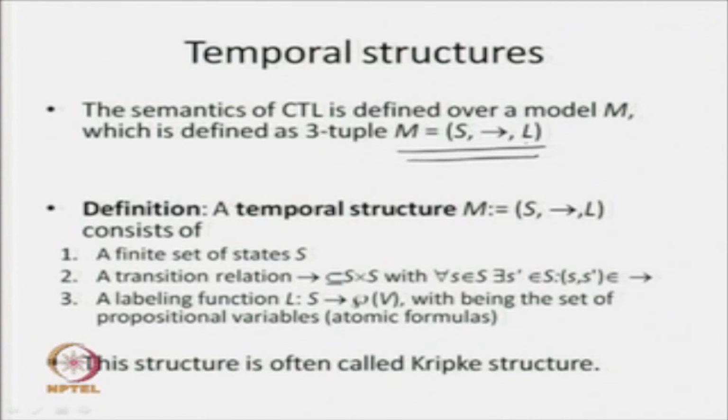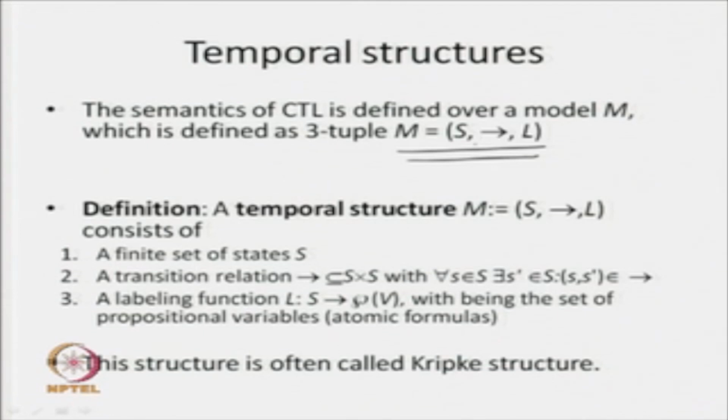So, we are going to have a model which is a three tuple. Basically, we have three basic components: S, the arrow, and L. With the help of this, we are going to define a model, and in this model we are going to define the meaning of our CTL formula. Now, what are the three components? Just see the formal definition of this temporal structure.